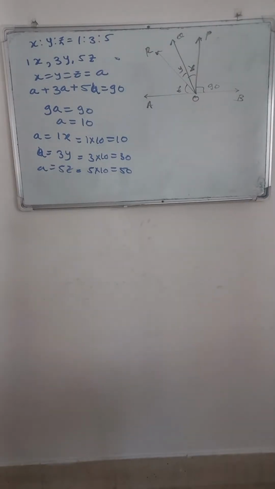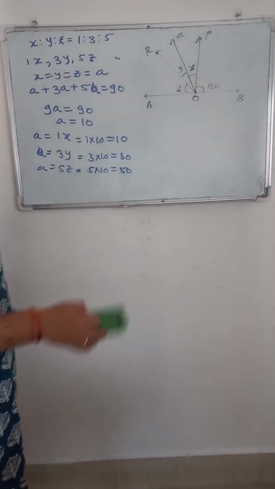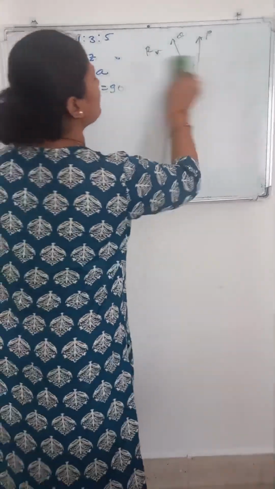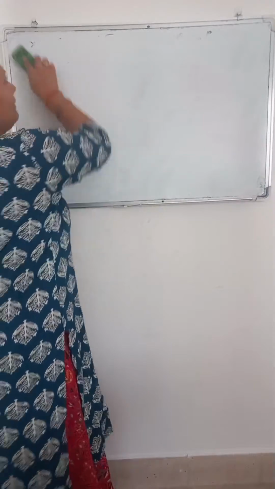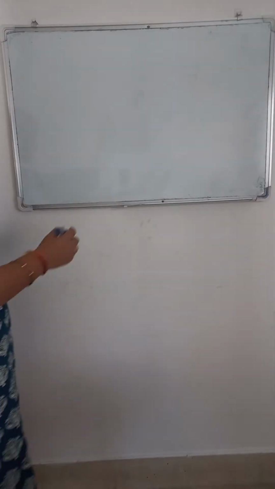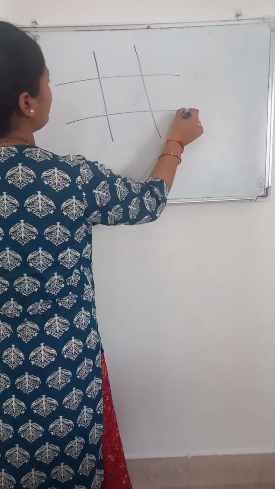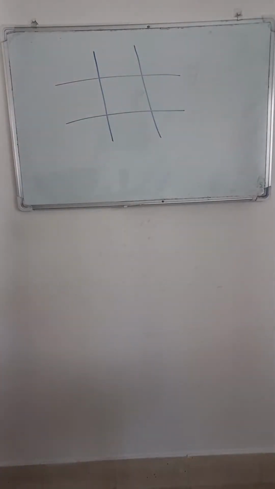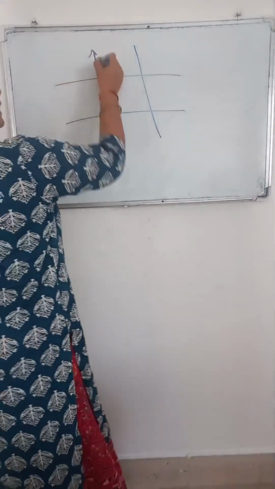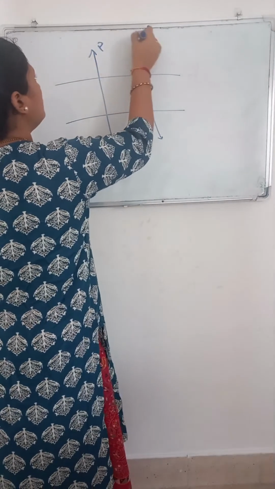Okay, so write down next. In the figure, find x and y. If L is parallel to M and P is parallel to Q.